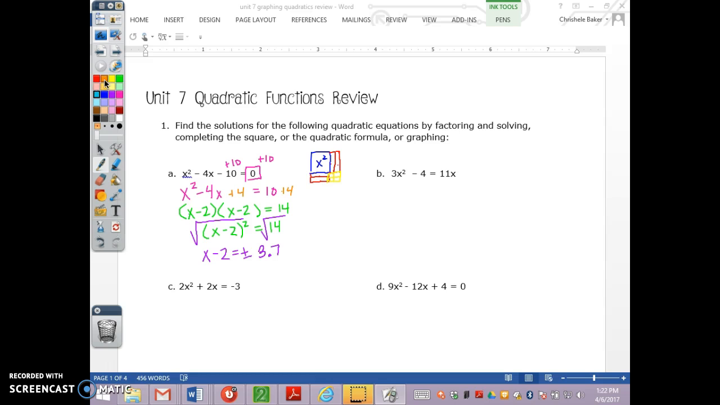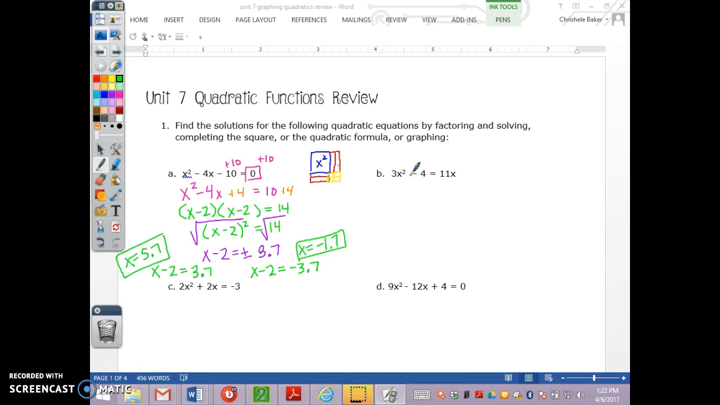So I have 2 problems to solve. I have x minus 2 equals positive 3.7, and I have x minus 2 is equal to negative 3.7. This side over here is going to give me 5.7 when I get x by itself by adding 2. And when I add 2 to this side, I'm going to get negative 1.7.